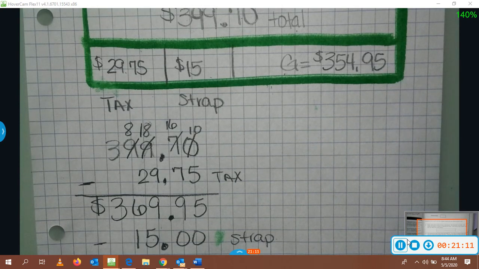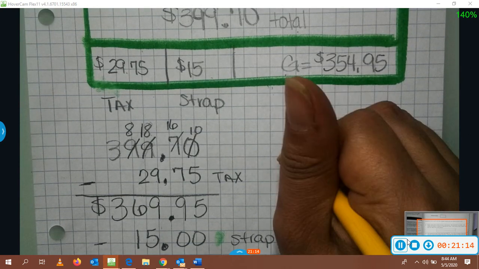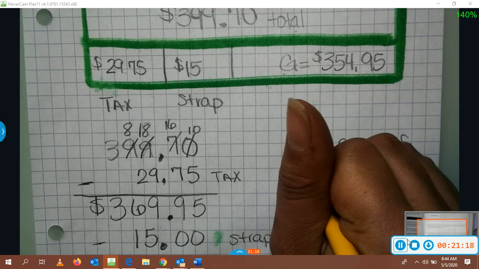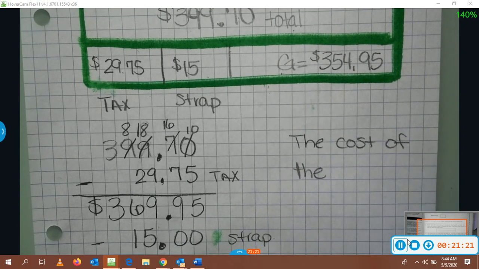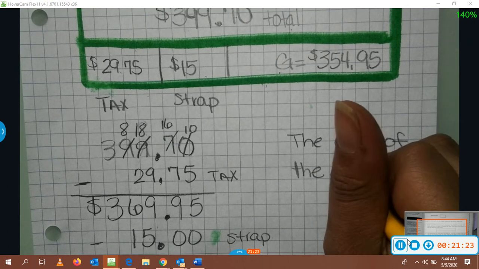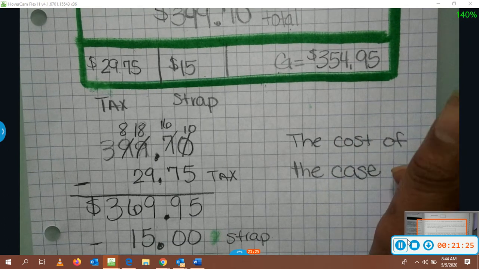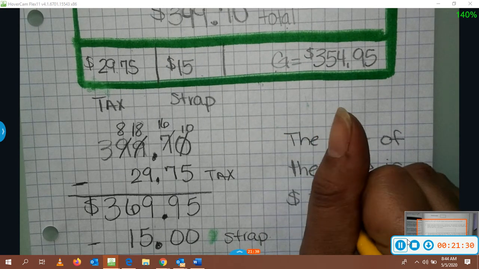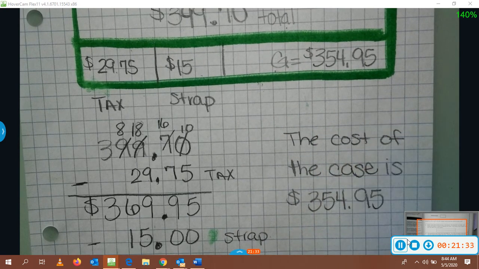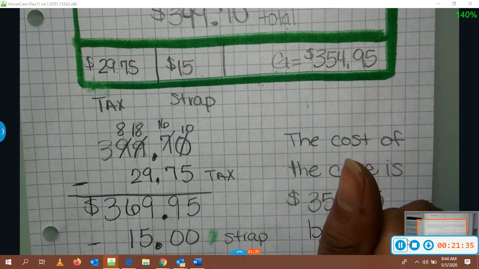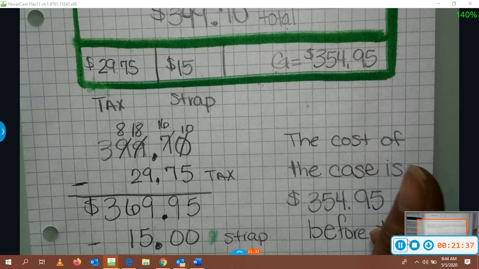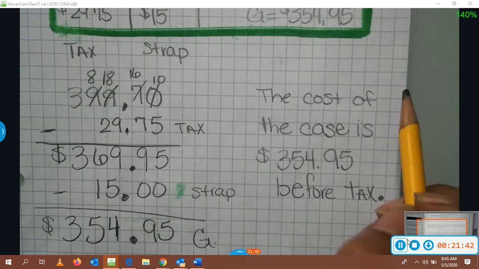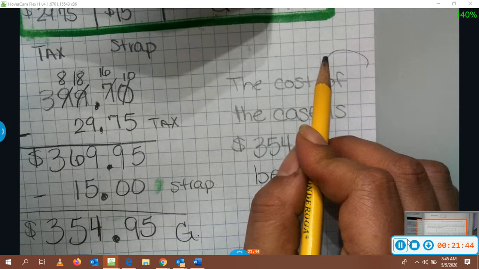$354.95. So the cost of the case, it says the case, but I'm thinking that meant the guitar, but we can put the case, is $354.95 before tax. So this is the answer.